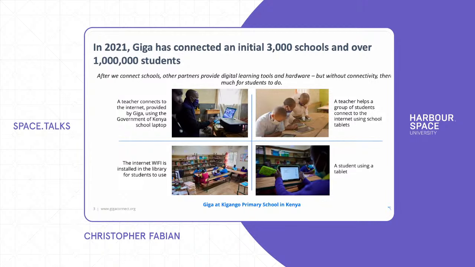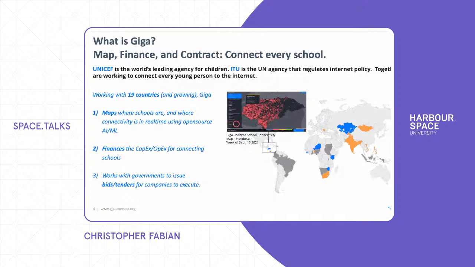And so this is an example of how this all works. Those are the three areas I talked about: map, finance, and connect. These are the countries that we're in. The blue countries are the most advanced, the gray countries, it's a weird design choice for that color, anyway, the gray countries are the second most advanced, and the orange countries are the least advanced. But it gives you a sense of the three regions we've started in.